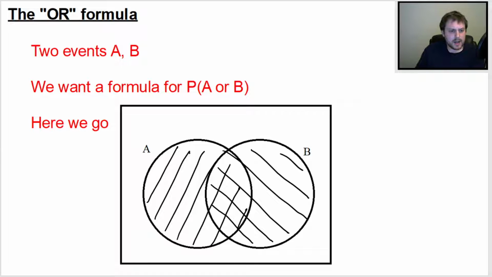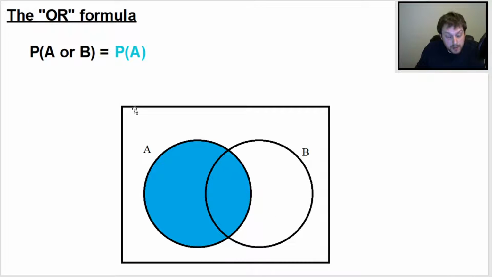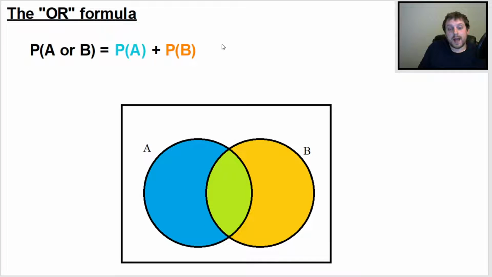So anyway, what you're going to start by doing is you're going to have the probability of A or B, which by the way is somehow we want to get a measure of what's going on inside these two circles. So I'm going to have the probability of A, and I'm going to add to it the probability of B.